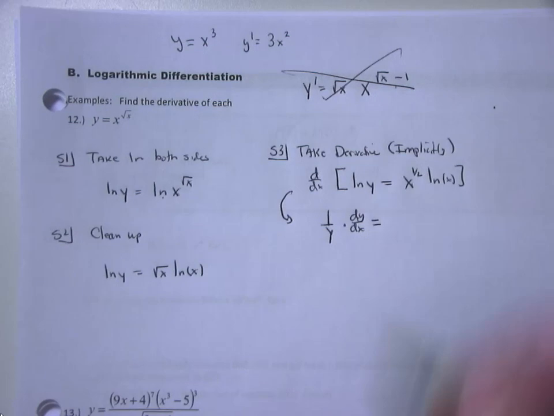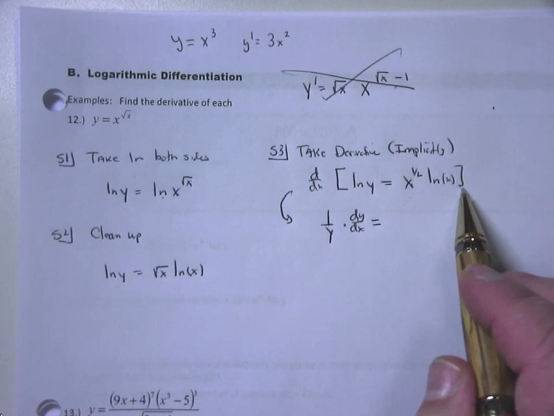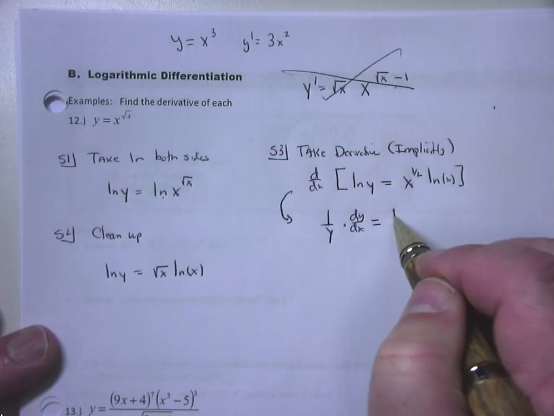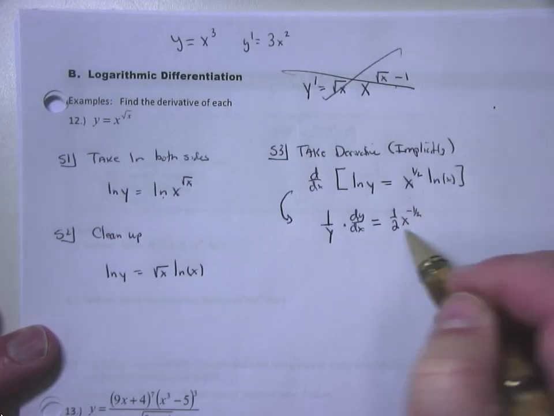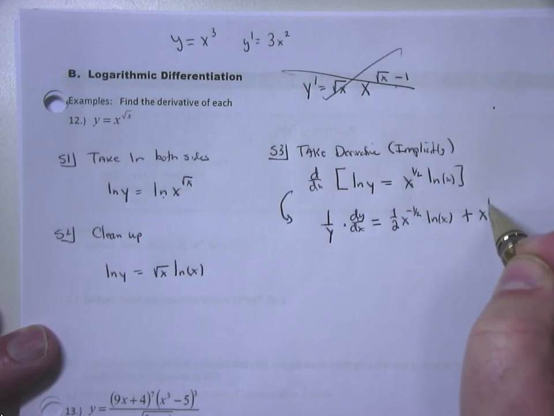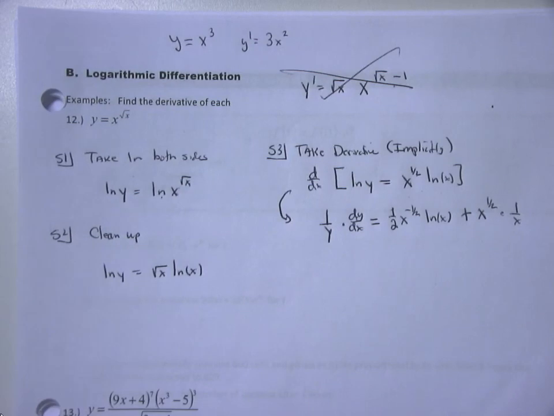This equals, here we go. You got to take the derivative of x to the 1/2 times natural log of x. What rule would you use? Product rule. Derivative of the first times the second plus the first times derivative of the second. Derivative of x to the 1/2 is going to be 1/2 x to the negative 1/2, times the second, natural log of x, plus the first, x to the 1/2, times the derivative of the second. What's the derivative of natural log of x? We got that memorized by now. 1 over x. Step 4.